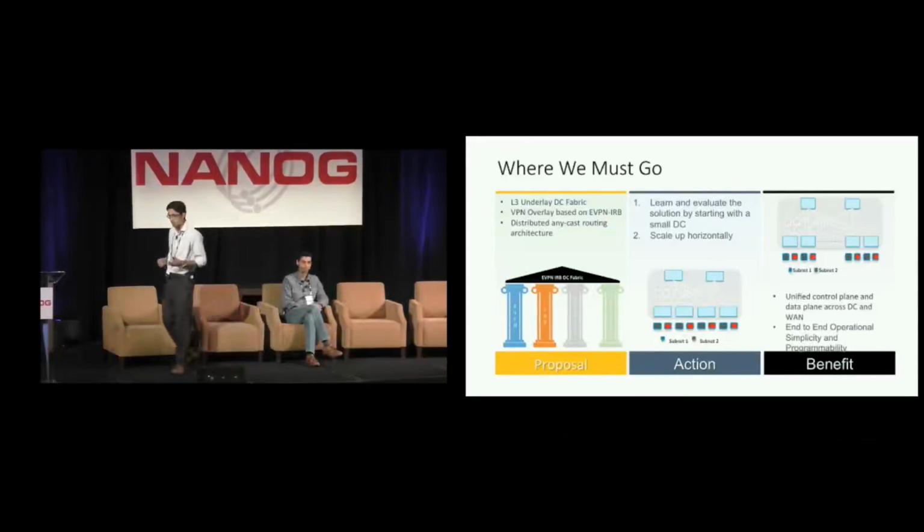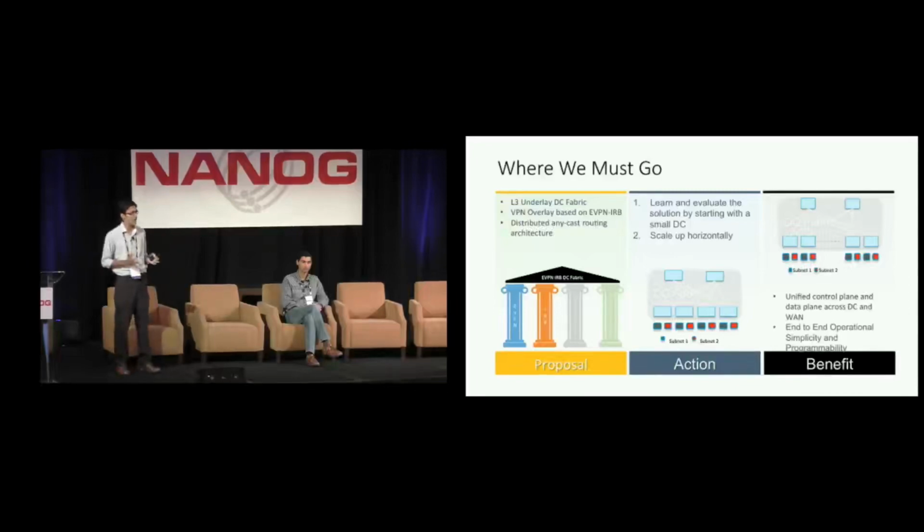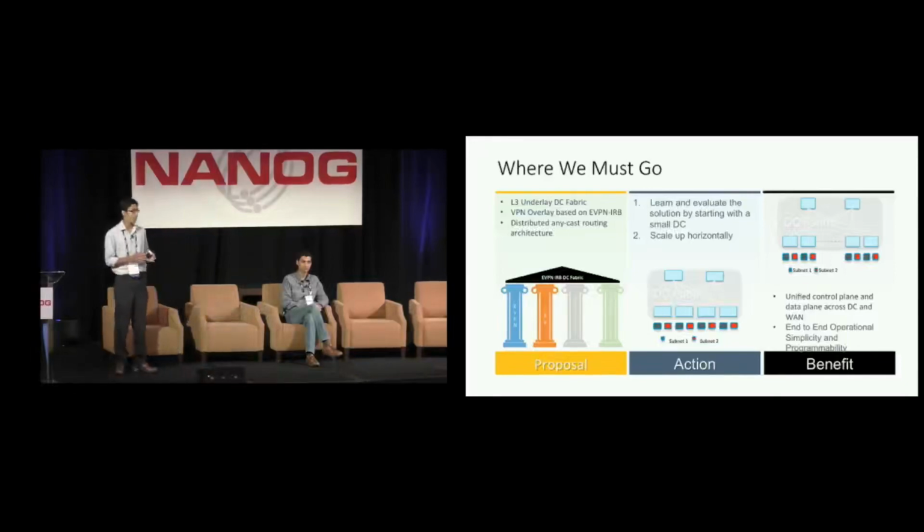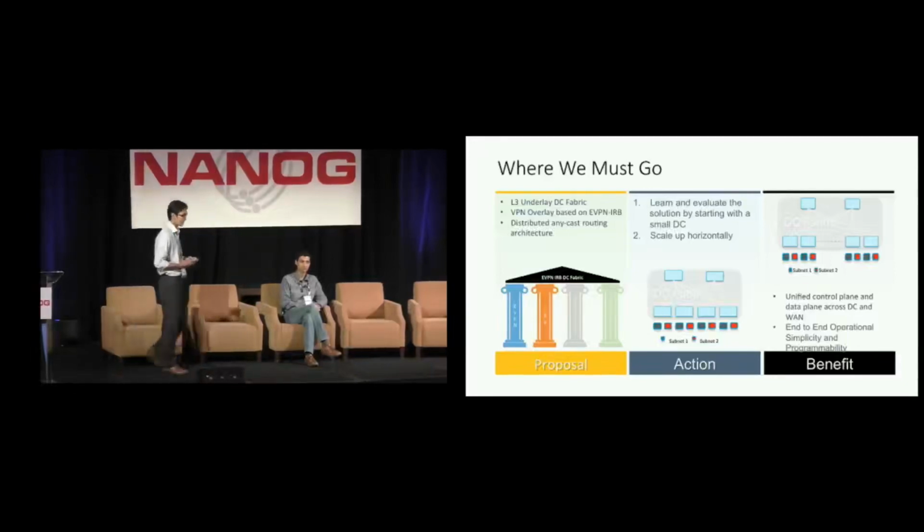We also hope that you would recognize the benefits of using this highly optimized data center fabric with a unified control plane across layer 2, layer 3, WAN, and data center, which in turn enables the operational simplicity in your network, which we are trying to achieve here.